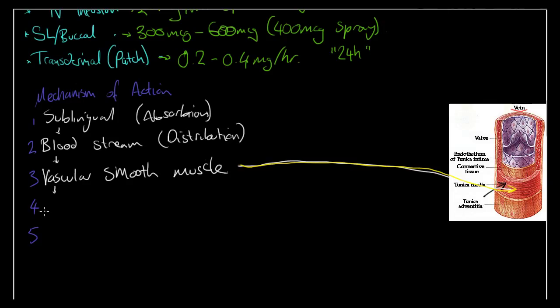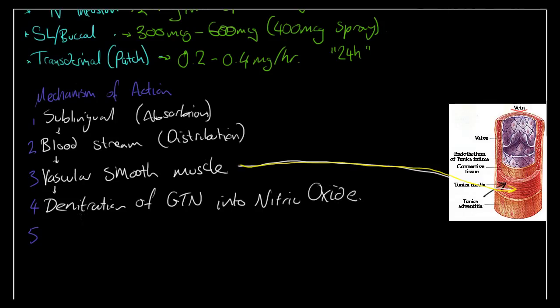So I'm going to put it as a denitration of the GTN into nitric oxide. That's quite widely disputed as to what takes part in this denitration, what enzyme is responsible, or what organelle, if you like, is responsible, because some say it's the mitochondrial organelle that takes part in this denitration of GTN into nitric oxide.